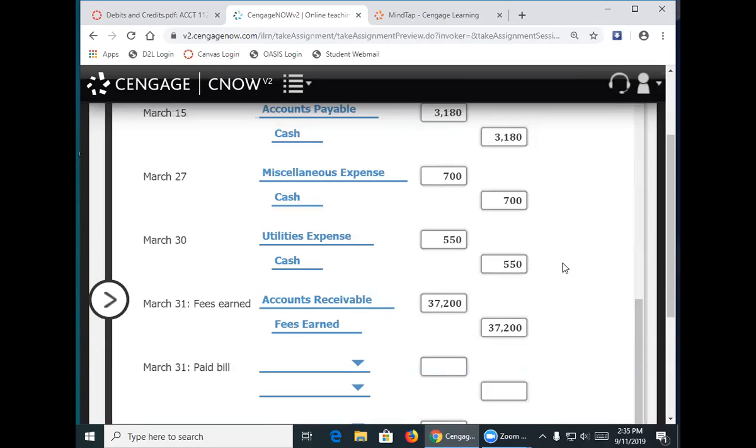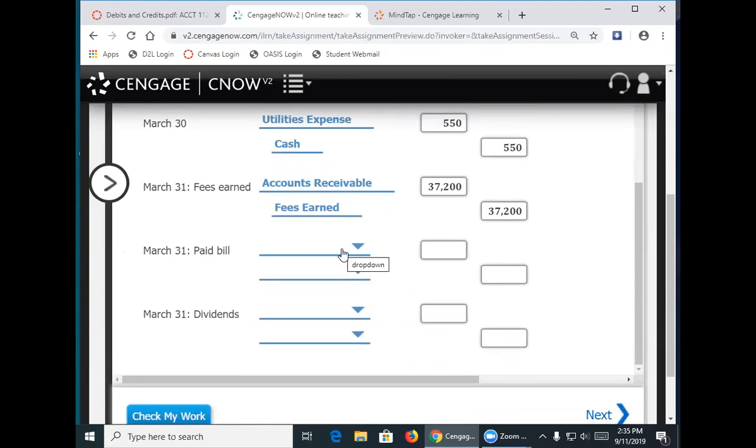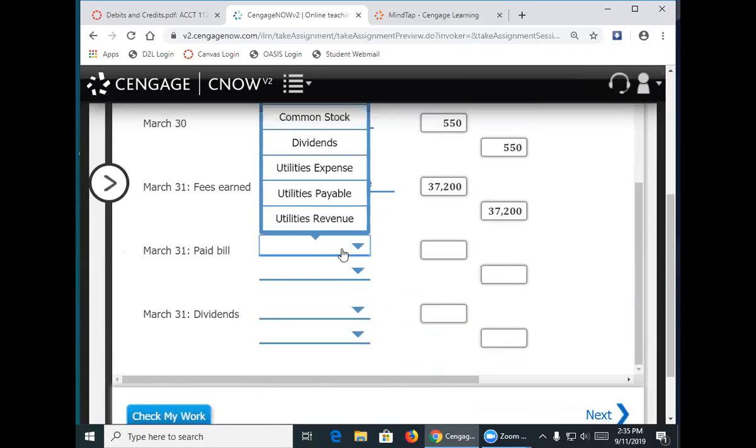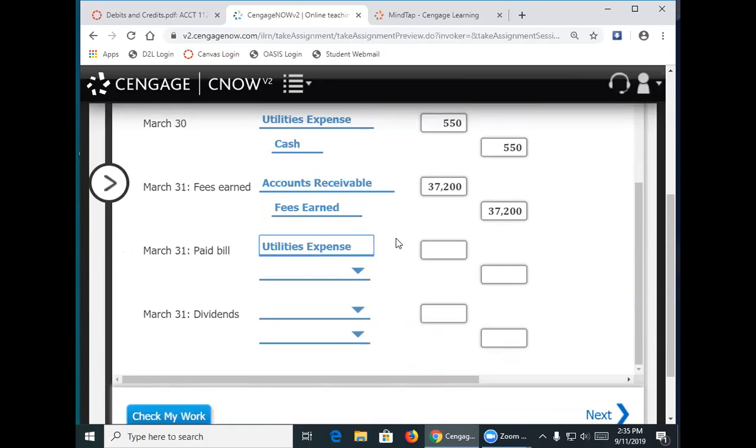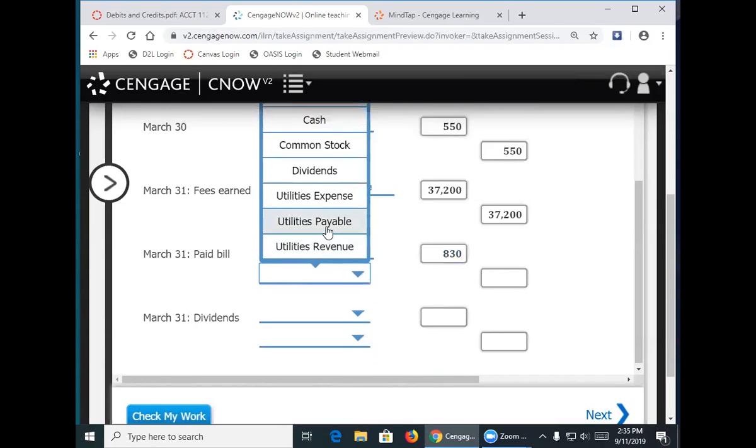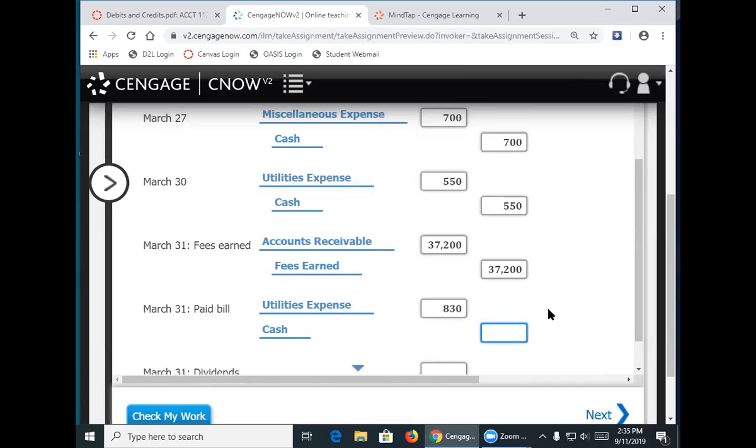Again, we have another one, paid electricity bill, $830. What's my debit and credit there? It'll be a utilities expense. And then what's my credit? Cash. Perfect.